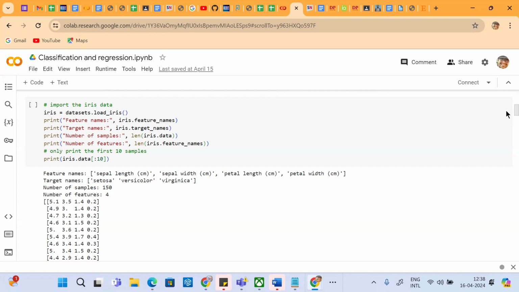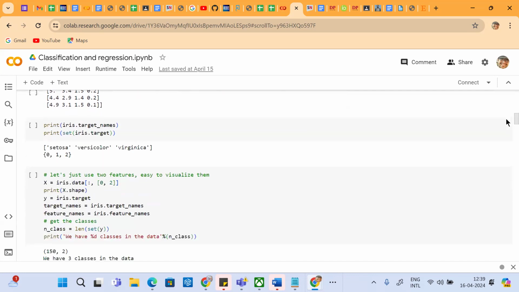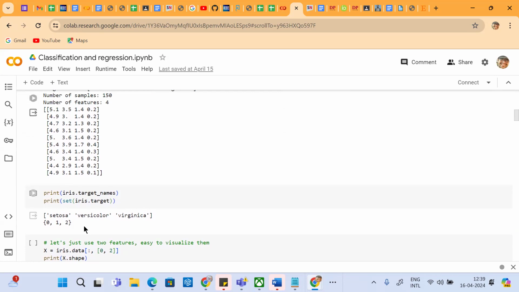And how many samples does this dataset have? Predefined 150. And how many features does it have? 4. You already saw that in the first case, feature names: 1, 2, 3, 4. But let's print only 10 samples. So it is printing those 10 samples for you. You can see each of the rows has 4 values. Those are for the 4 different features. And we also print the target names, which are what we will classify.